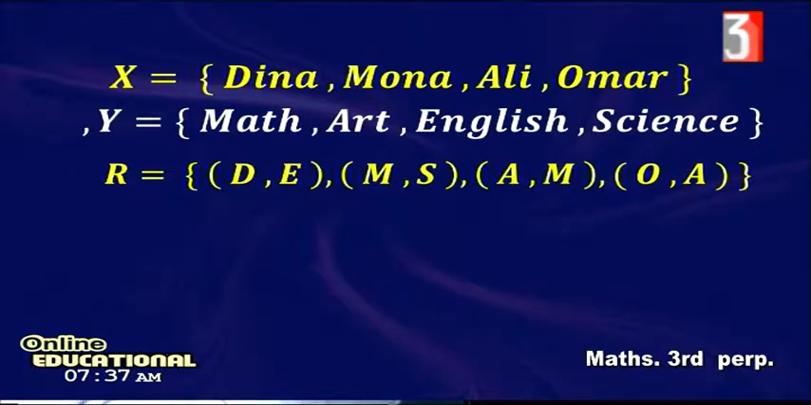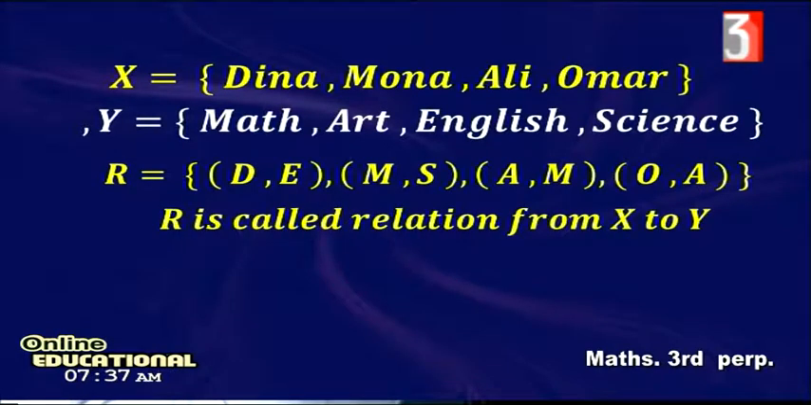This means that there is a relation between the names which are represented by the set X and the subjects which are represented by the set Y. So, in this case, we can say that R is called a relation from X to Y. And it can be represented by an arrow diagram.